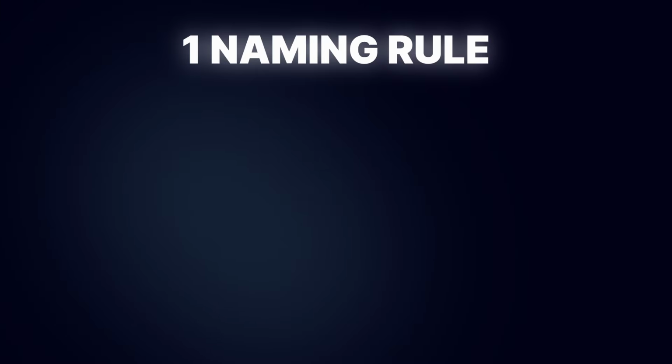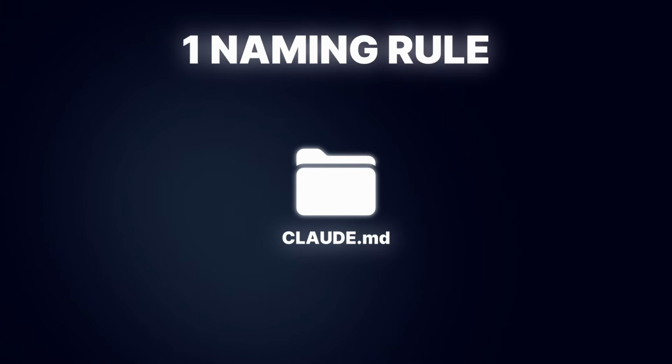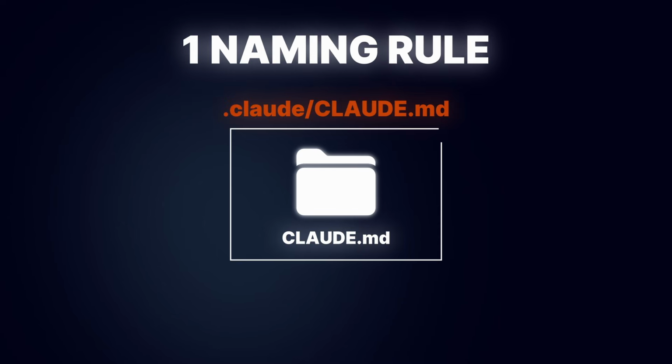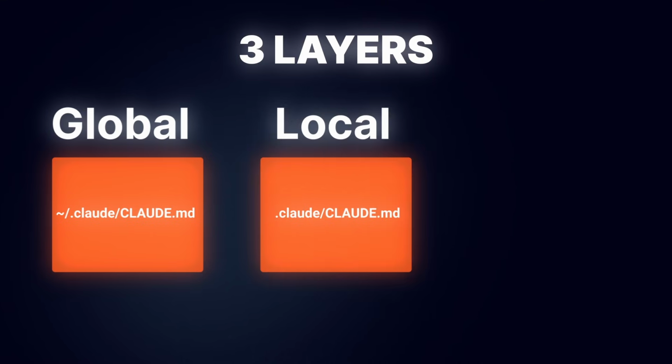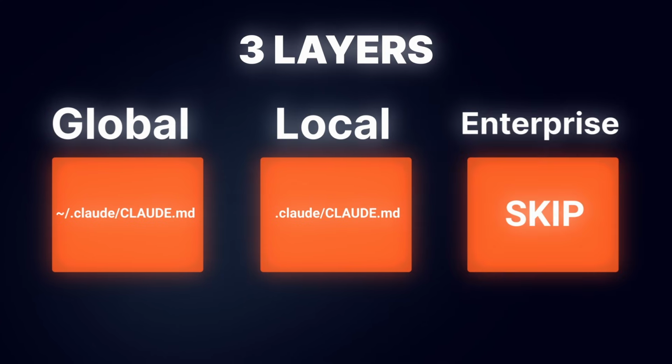One naming rule, the file must be called Claude.MD, capital letters. Case matters. Place it in your project root or inside .claude/claude.md. There are 3 layers. Global at ~.claude/claude.md applies to every workspace you open. Local at .claude/claude.md applies to the current project only. Enterprise is system level. Ignore it, you won't need it. Global beats local. In practice, you control the global rules and team members manage their own local ones.